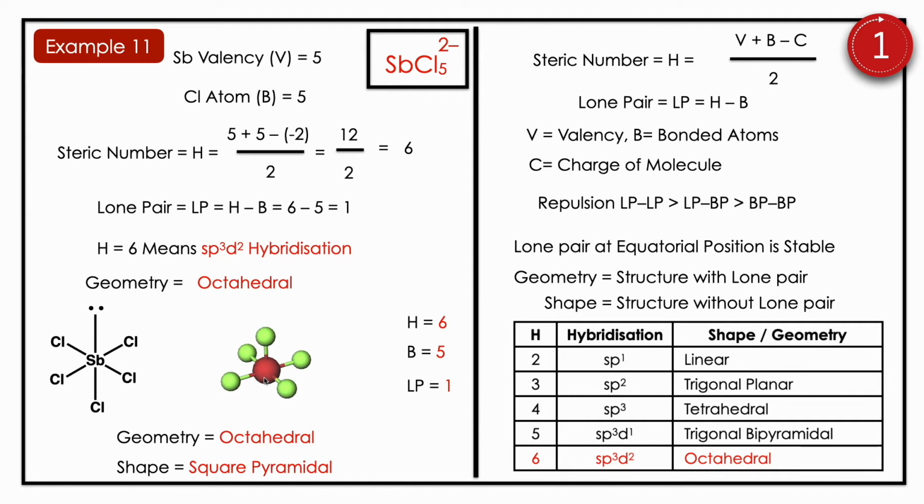Let us look at example 11, which is SbCl5 2 minus, a dianion. Sb is antimony, valency of 5, which is nitrogen group. Chlorine bonded atoms are 5. If you substitute in the formula with 2 charges, it will give 12 by 2, which gives 6. So lone pair will be H minus B, which gives 1. H6 means sp3d2 hybridization, which is octahedral with one lone pair. The lone pair can come in anywhere, so it will become square pyramidal. So geometry of SbCl5 2 minus is octahedral. Shape is square pyramidal.